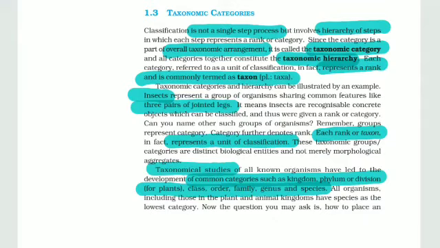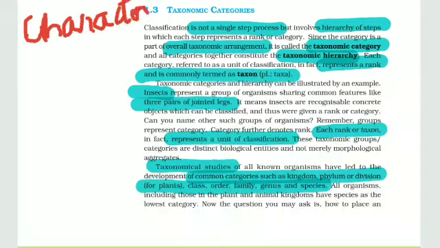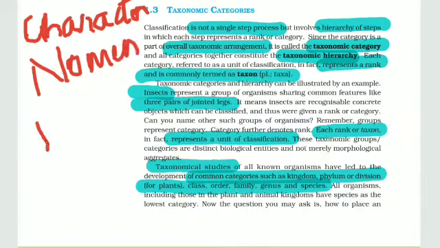We discussed the living world, the first part of which included the characteristics of each and every organism. We studied the characteristics of living organisms. Then we studied nomenclature. Then we studied binomial nomenclature.